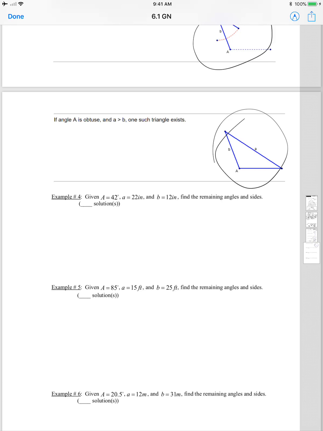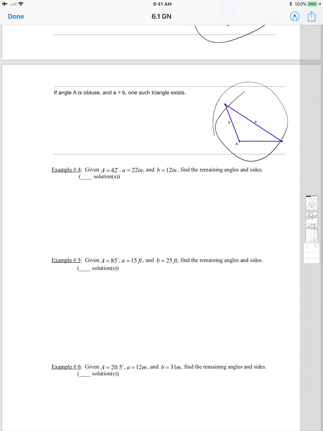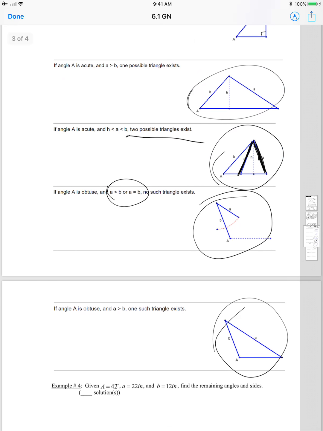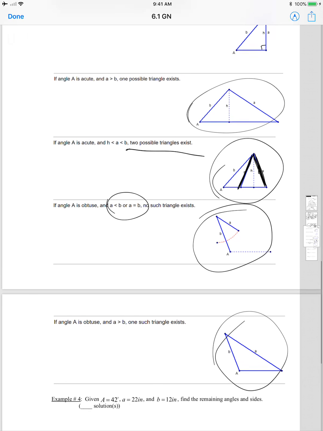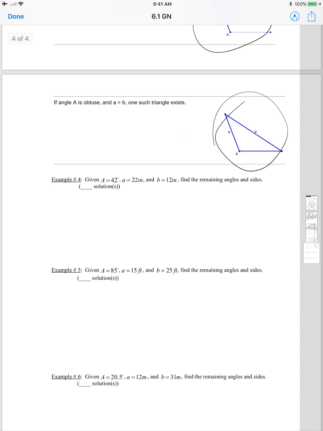So I'm given A, B, and angle A. I need to find the remaining angles and sides if possible. So first thing I'm going to do, and this should always be your first step, I'm going to check to see if H is less than A is less than B. Because if it is, then I know I have that special case where there's two possible triangles, and I'm going to need to solve each of those two triangles. If not, then I can just figure out which other case I'm looking at and then solve it like normal.